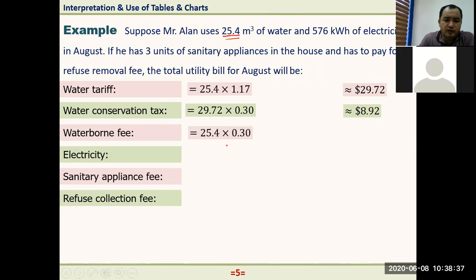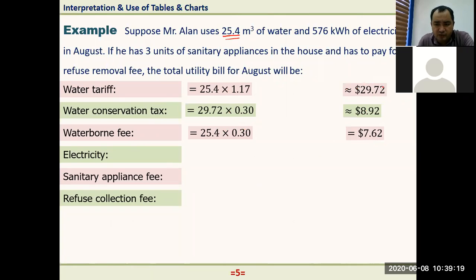So next one is waterborne fee. Waterborne fee, and the usage is 25.4. It is 0.30, right? Because for each meter cube we need to pay this amount. This one is water conservation tax, that is 30%. Also waterborne fee, it is 30%, right? So we have to pay for each meter cube of water $0.30. That is 30 cents, right? So that is equal to 7.62. Okay, this is all together we are paying for water.